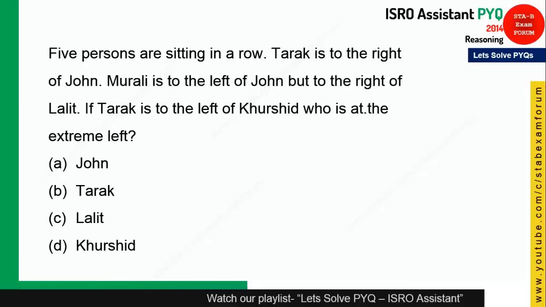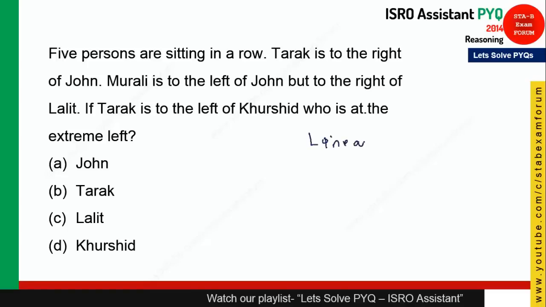It is from the sitting arrangement, linear sitting arrangement, and time's up. Student, this question is from linear sitting arrangement. So let's draw a sequence for that. 5 persons are sitting in a row. Let's draw 5 persons. 1 2 3 4 5.